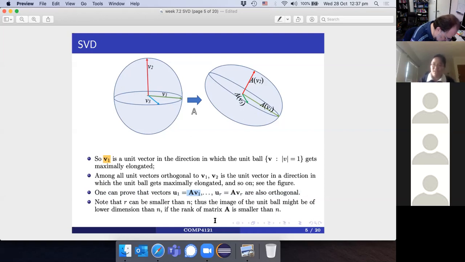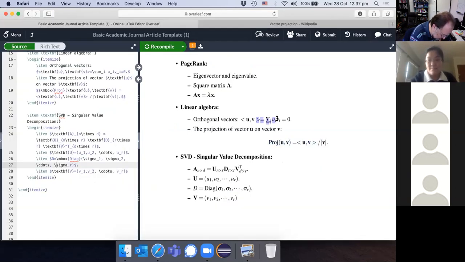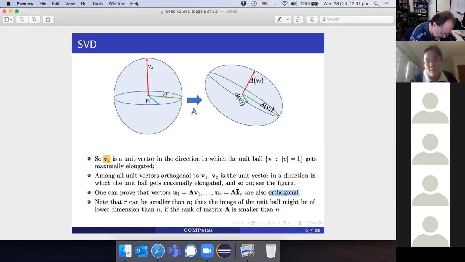And why do we call them left and right singular vectors? You can easily prove that u1, u2, and ur, just like v1, v2, and vr, are also orthogonal. As we defined, v1, v2, until vr are all orthogonal to each other, so you can also easily prove that u1, u2 till ur are also orthogonal. You can try to prove this after the class, and you can send me or Alex your proof steps, and we can help you have a look.